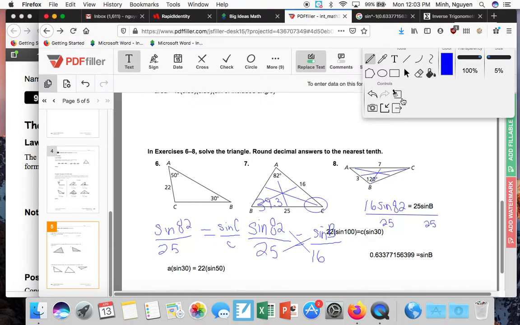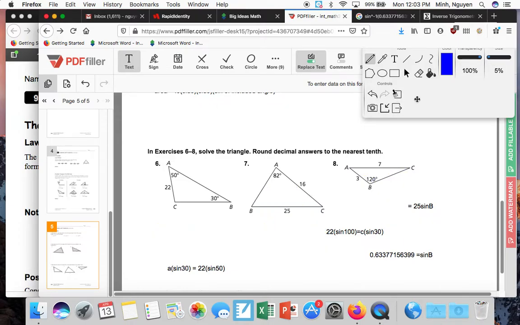So that's it. That's for area and using the law of sines. If you have any questions, let me know.